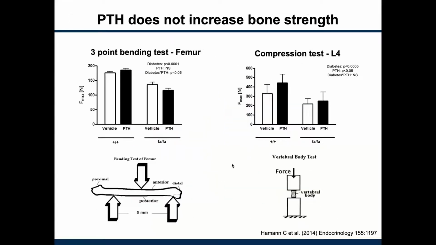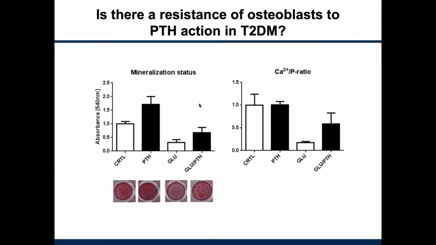And I think this is even more seen in the biomechanical tests, where we have done the 3-point bending for the femur and the compression test. And really interesting in the femur, I mean, the outcome after PTH treatment was even worse in these rats compared to the wild type animals and compared to the non-treated diabetic animals. So clearly, PTH does not seem to be so beneficial, at least not for increasing cortical bone mass in these animals. And we have then continued to look into what the explanation could be.